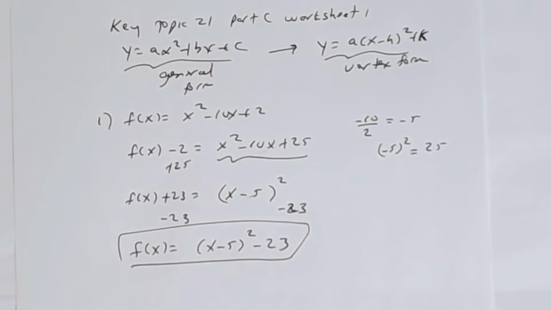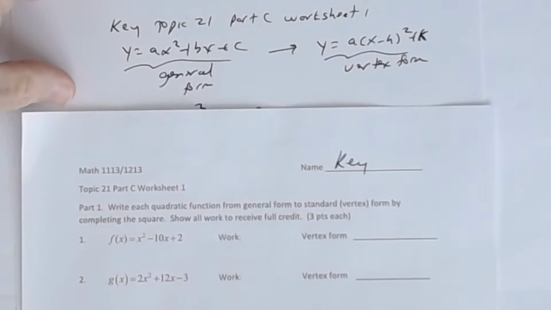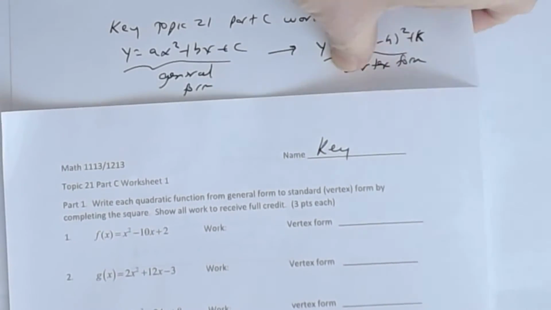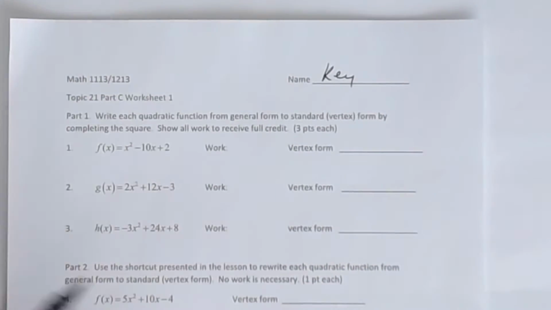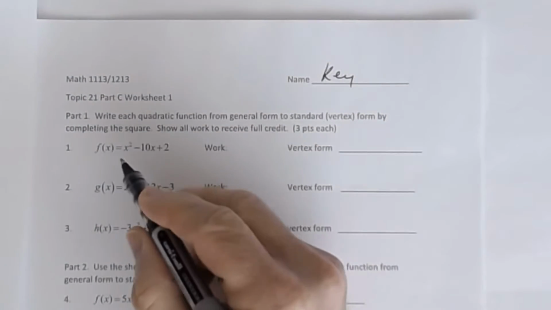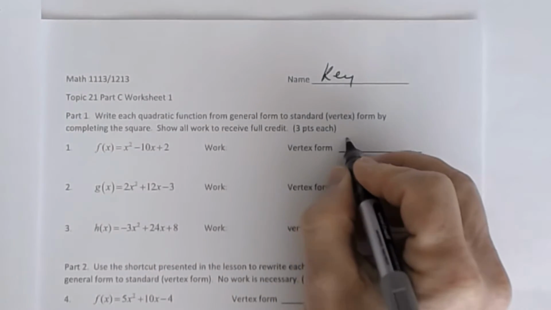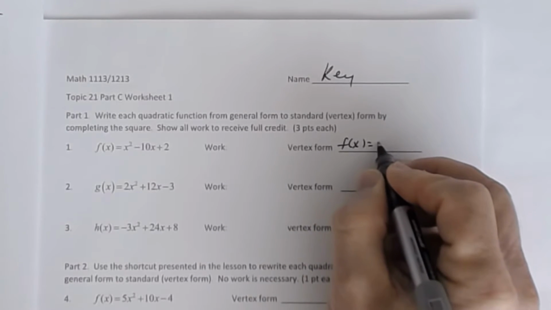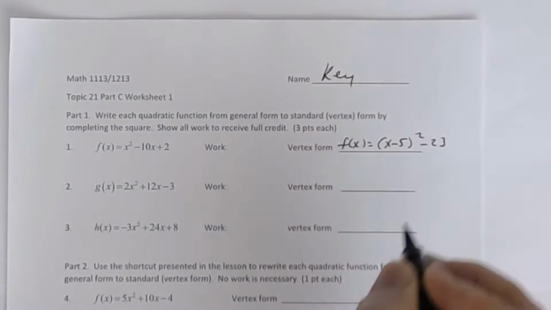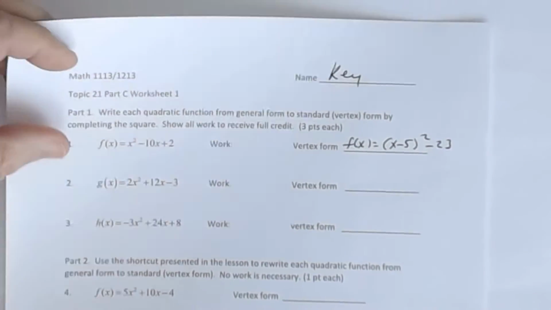So for number 1, the work is on another page, but here's your vertex form. So this is f of x. You must say f of x. So f of x equals x minus 5 squared minus 23. Okay? All right, so let's look at number 2.